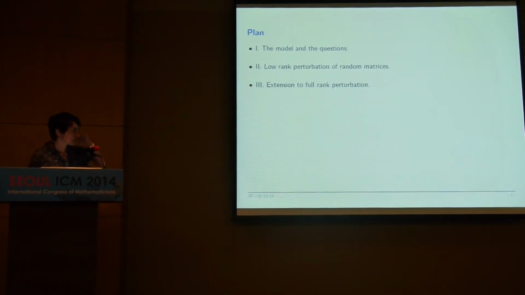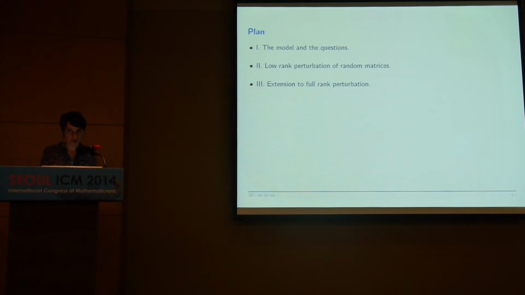So let me start with a brief plan of the talk. First I will define the model and what we call deformations of random matrices, and the questions and motivations around these questions. There will be two kinds of perturbations of random matrices, and they will be distinguished according to their rank. The second part will deal with low rank perturbation, and the last one will be the extension to the full rank perturbation case.